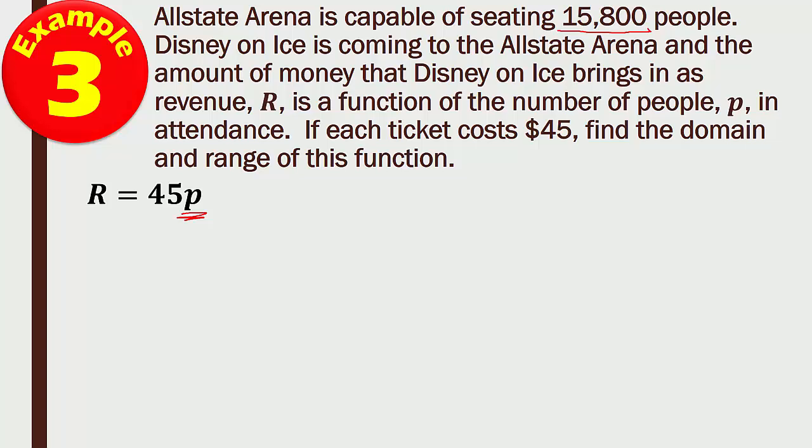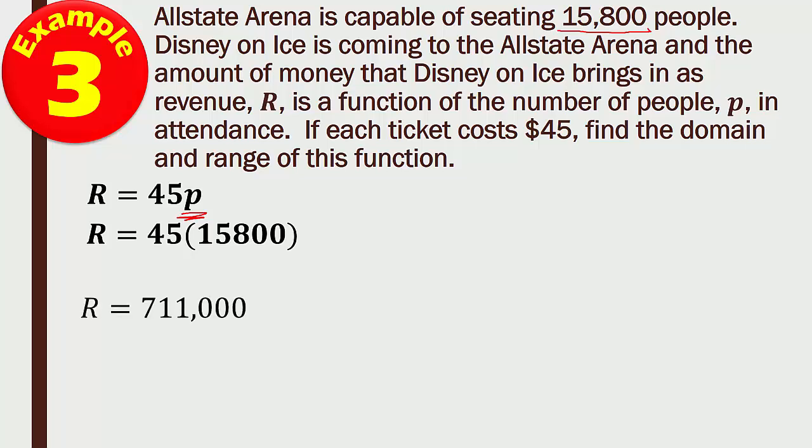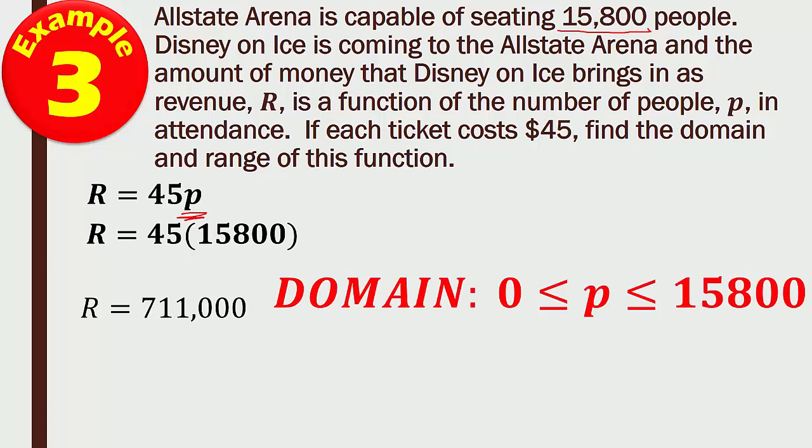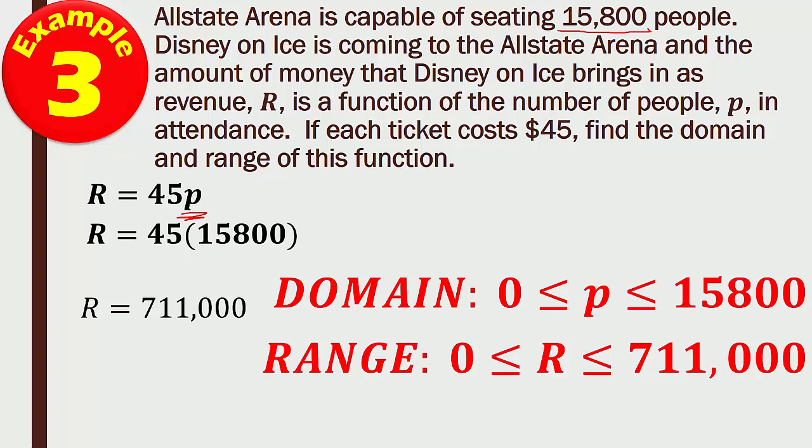of 15,800 people. To find the range, though, we need to replace P with that because that's going to give us our upper end. Multiply those two together to get 711,000. So the domain, like I said, is P is greater than or equal to 0 and less than or equal to 15,800. The range will be R is greater than or equal to 0 and less than or equal to 711,000.